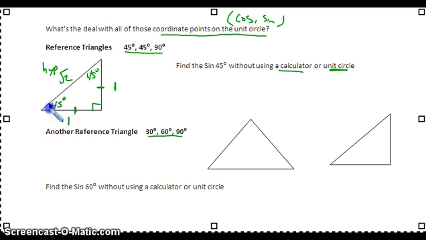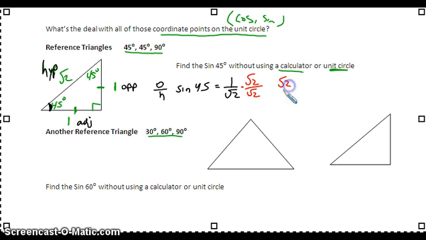I'm going to choose to go from this 45. You could go from that one, it wouldn't matter much. That would mean that this would be the opposite, this would be the hypotenuse, which I already labeled, and this would be the adjacent. Now remember, the sine is opposite over hypotenuse. So it would be 1 over the square root of 2, and we'd have to rationalize that. So we'd multiply by the square root of 2 over the square root of 2, and we'd end up with the square root of 2 over 2 when I simplify.